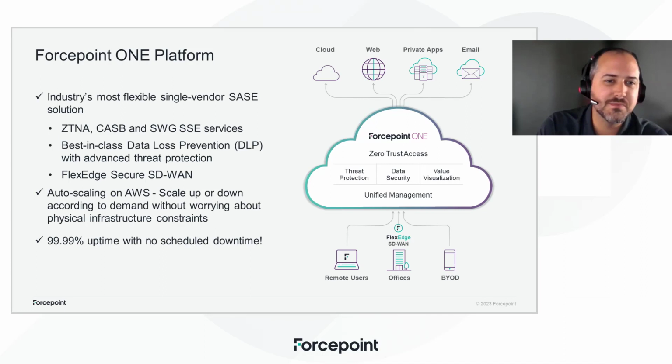It's the industry's most flexible single vendor SASE solution, providing converged capabilities for ZTNA, CASB, and SWG services, along with best-in-class DLP and advanced threat protection, as well as our FlexEdge secure SD-WAN. This is all built on an auto-scaling architecture on AWS that allows it to scale up or down according to demand anywhere around the world without worrying about physical infrastructure constraints.